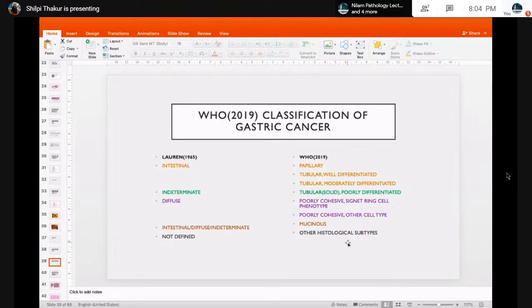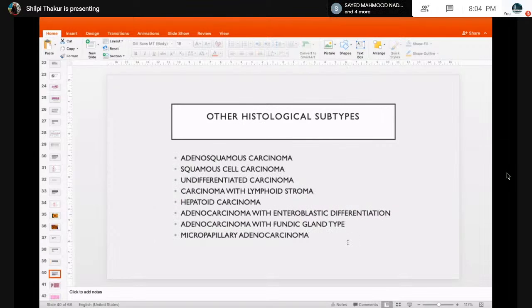Now, there are other histological subtypes in the present classification. The other histological subtypes are the adenosquamous carcinoma and squamous cell carcinoma. For adenosquamous, we need to find at least 25% squamous component. Squamous cell carcinoma should not have any adeno components, so no glands should be there. Completely it should be squamous cell carcinoma.